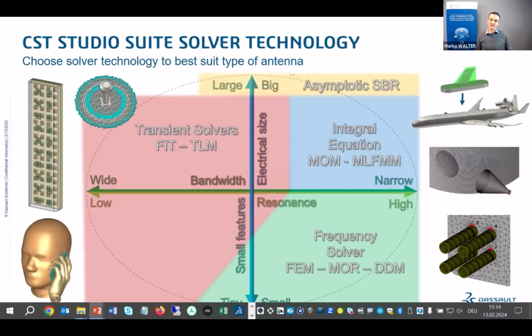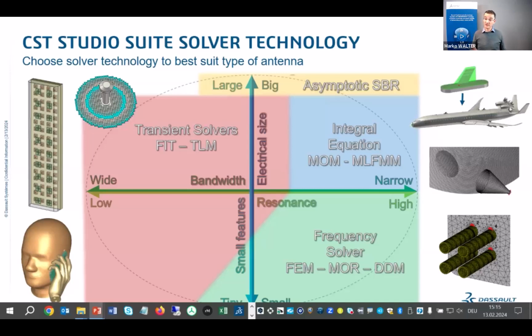And on the whole, to get a good initial solver choice, choosing a good solver for the right type of application makes your simulation speed and accuracy trade-off much better. So you can get a fast result with a good accuracy. On the whole, when we're talking about resonant antennas and smaller antennas, we're talking about using frequency domain solver approaches.